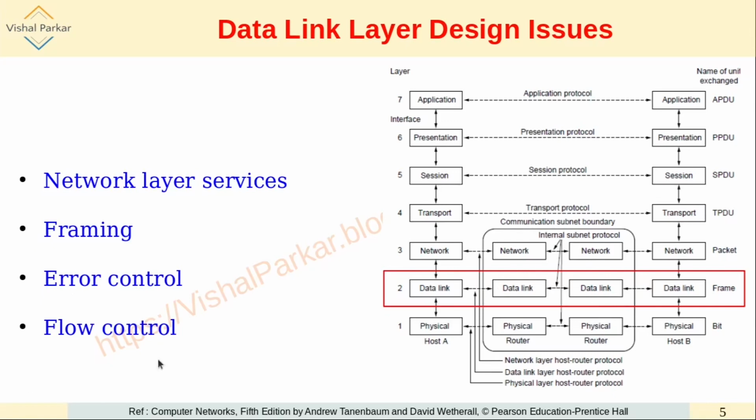And the next important duty is flow control. Now it may be that the host machine is on a high-speed network. It is a powerful machine which is pumping data into the network with very high speed.